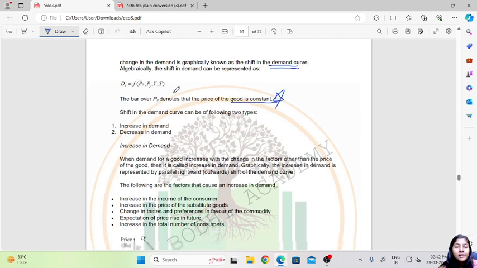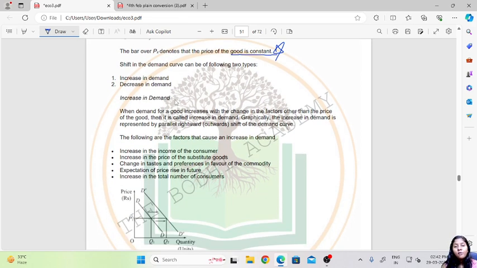Then shift in demand can be shown in the following types, that is increase in demand and decrease in demand. Now what do you mean by increase in demand? When demand for a good increases with the change in factors other than the price of the good, then it is called increase in demand. Graphically, the increase in demand is represented by a parallel rightward shift of the demand curve.